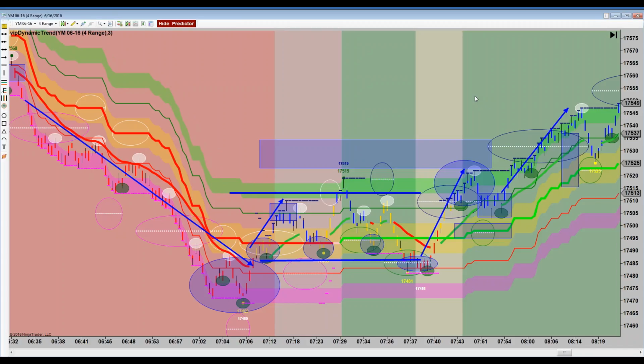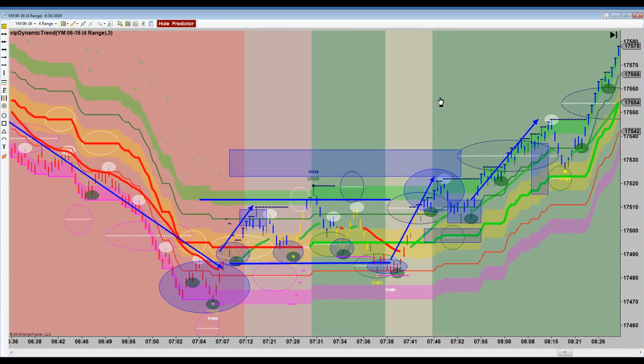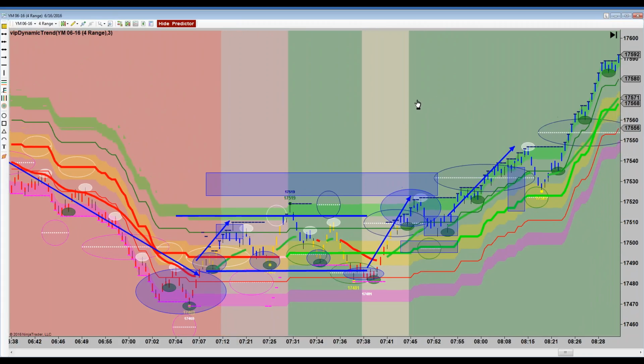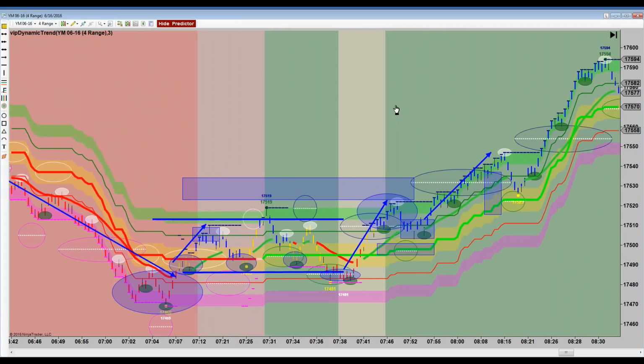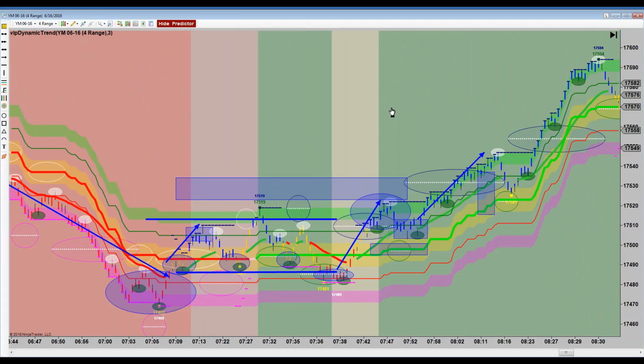Here the market comes up, takes out the top. There's our scalper target, and then it starts to take a nice run. Beautiful run all the way up. Look at that move. Look at that trade. How many of you got this one right?